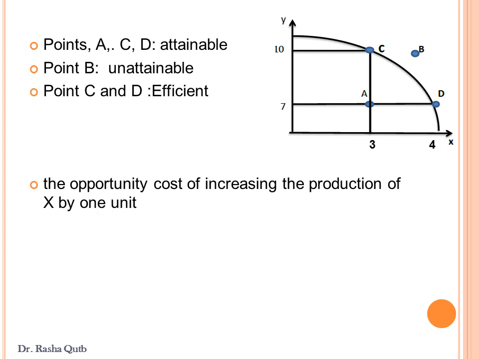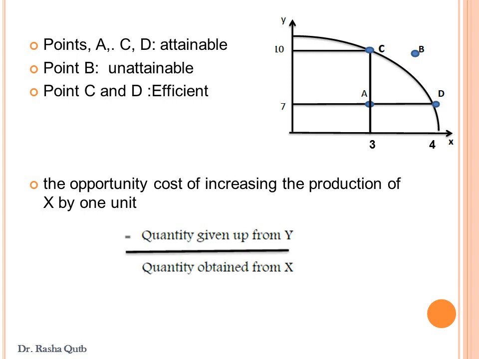The last required point is to calculate the opportunity cost of increasing the production of X by 1 unit. In this case, we would adopt the following formula. The opportunity cost of increasing the production of X by 1 unit equals the quantity given up from Y, which is 3 units, over the quantity obtained from X, which is 1 unit, which is equal to 3.